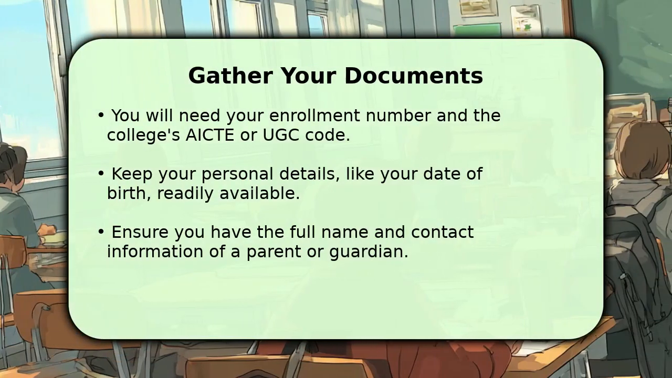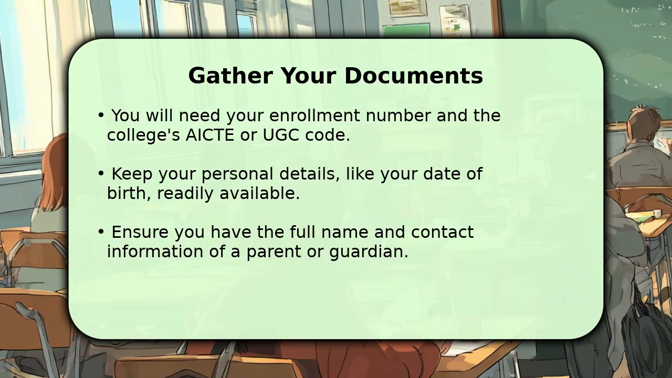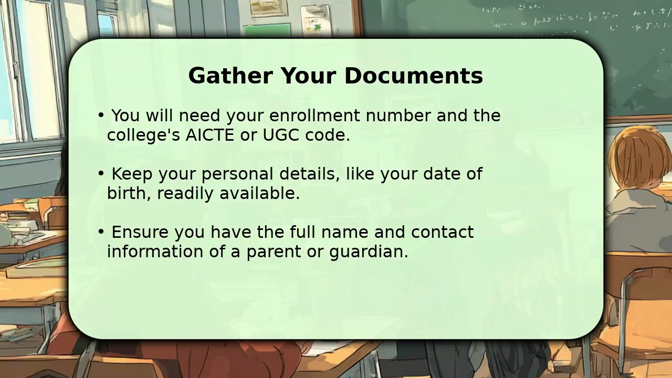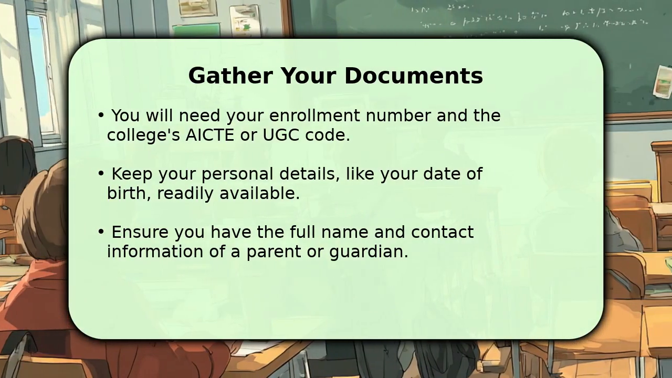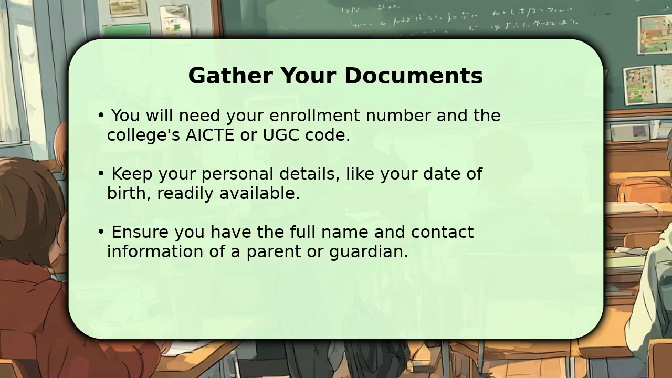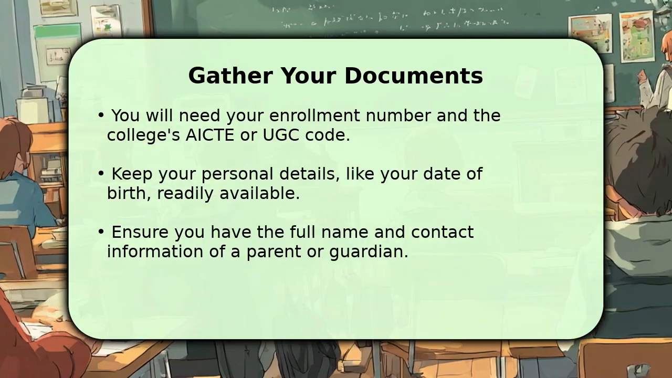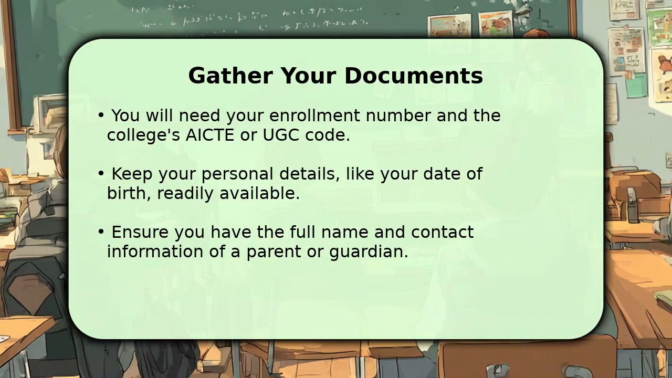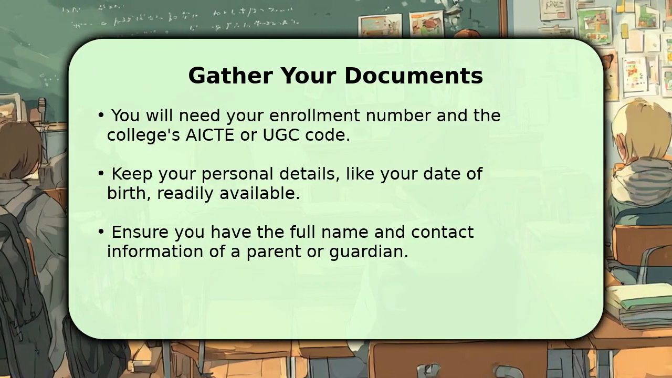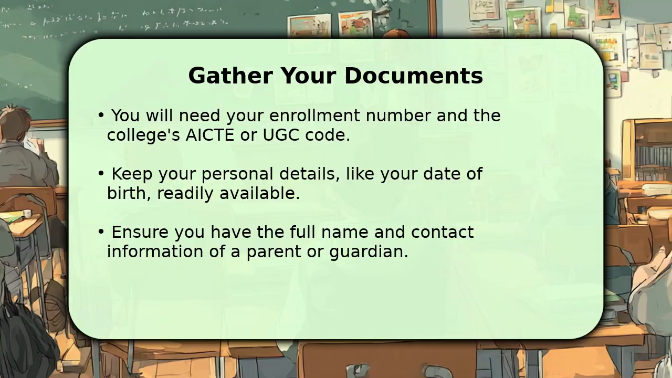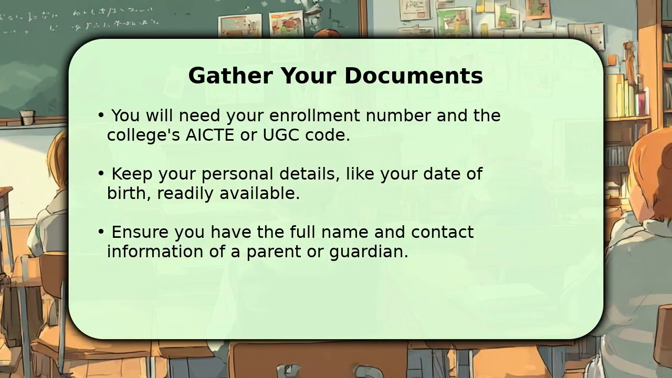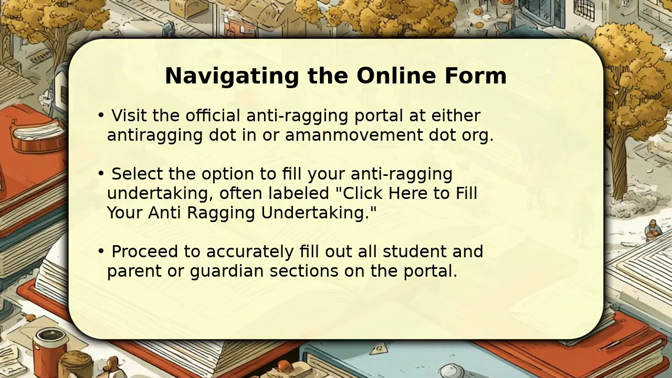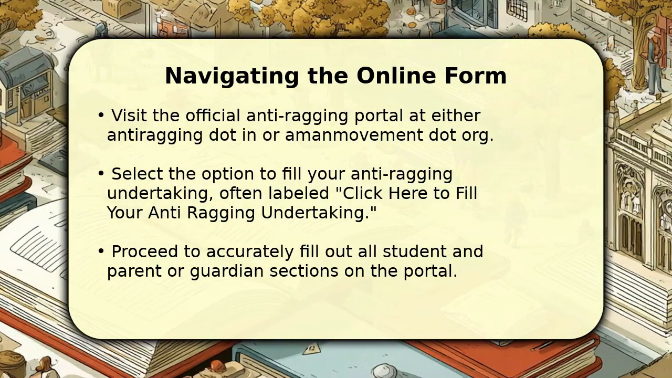Before you begin, gather all necessary information to ensure a smooth process. You will need your unique enrollment number and the specific AICTE or UGC code for your institution. Additionally, have your precise personal details, including your date of birth and current address, ready for input. Do not forget the full name, mobile number, and email address of a parent or guardian, as their details are also essential. Start by accessing one of the official online portals, either antiragging.in or amanmovement.org.